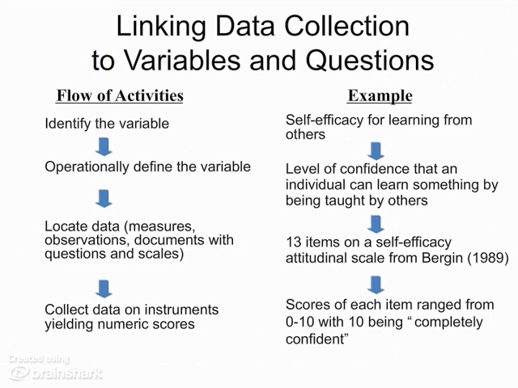And then the last thing I'm going to do is collect that data on instruments that are going to give me some numeric scores when I'm looking at quantitative data. And that could be, as the example, anything from 0 to 10, with 10 being completely confident. So this is kind of the progression of how you get ready for your data collection given what variables you have and what questions you're asking within the research.